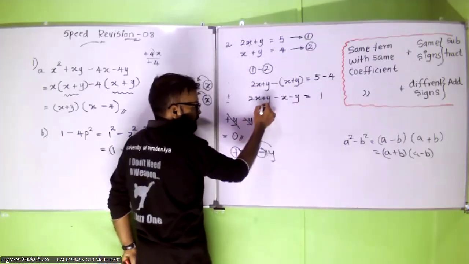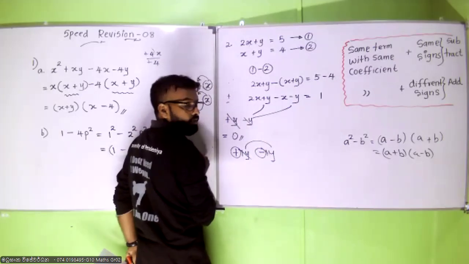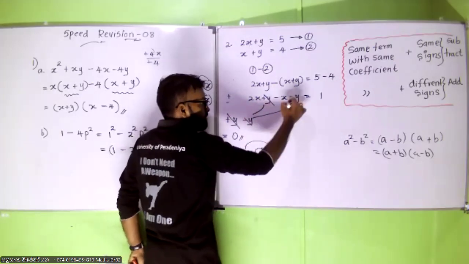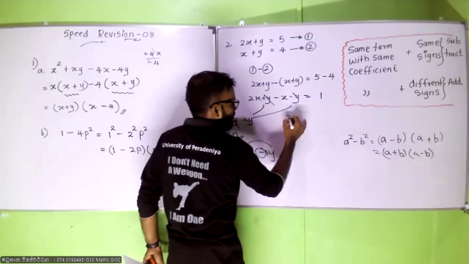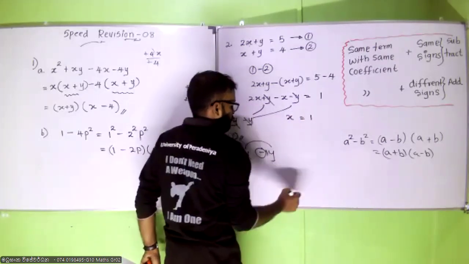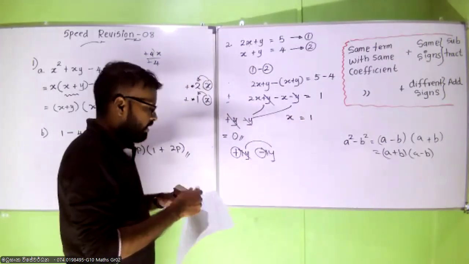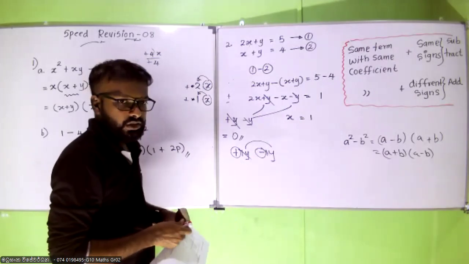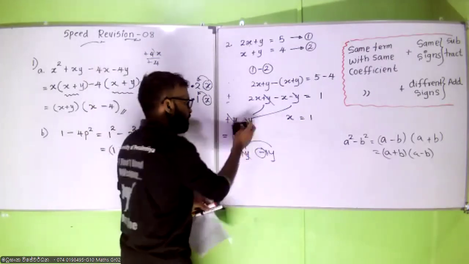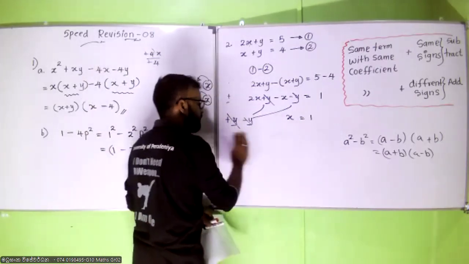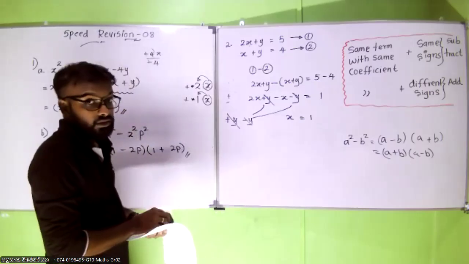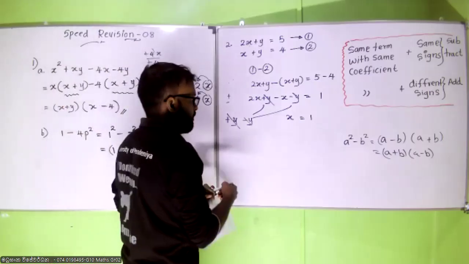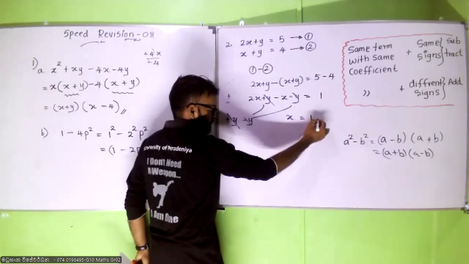Plus y minus y cancel out. 2x minus x means x equals 1. So now 80% of the question is over. If you know the method, if you know the pattern, these things are very easy. So x equals 1.